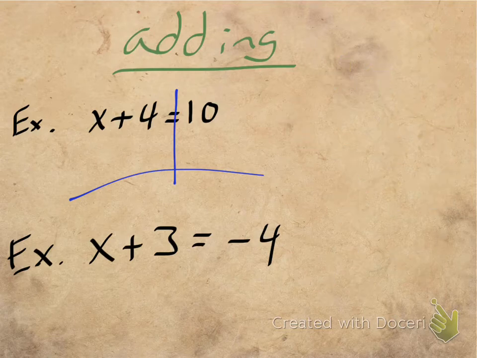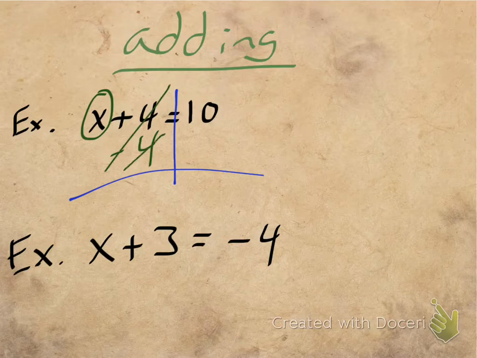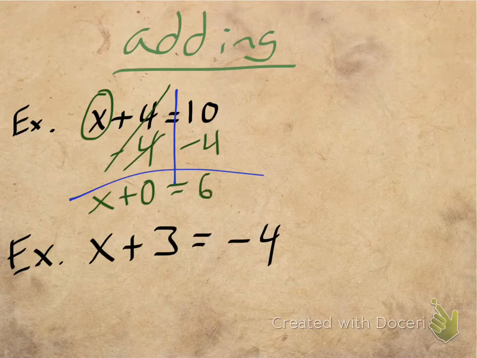Alright, back over here. x plus 4 equals 10. I want x by itself. So in order to get x by itself, I'm going to use opposite operations on that 4 to get it to go away. It's plus 4, so I'm going to minus 4. 4 minus 4 is 0. Cancels out. So you end up getting x plus 0 equals, well, whatever I do to the left side, I have to do to the right side. So 10 minus 4 is 6.